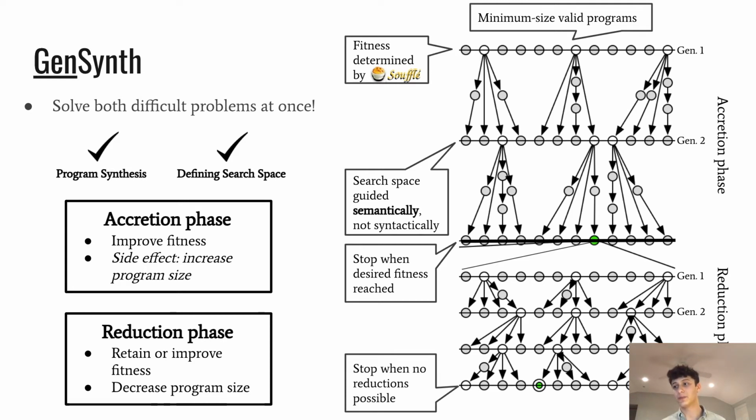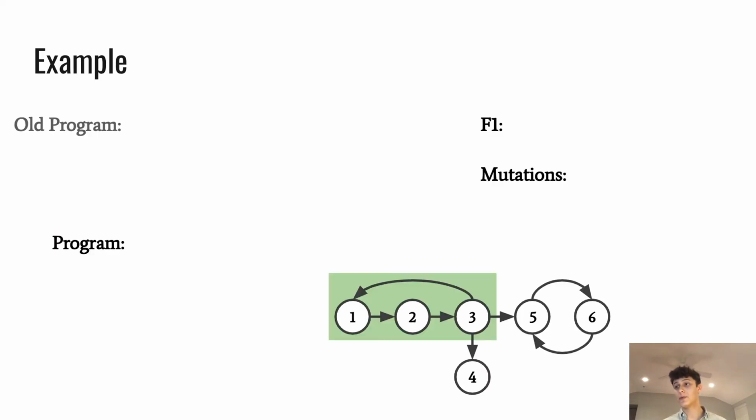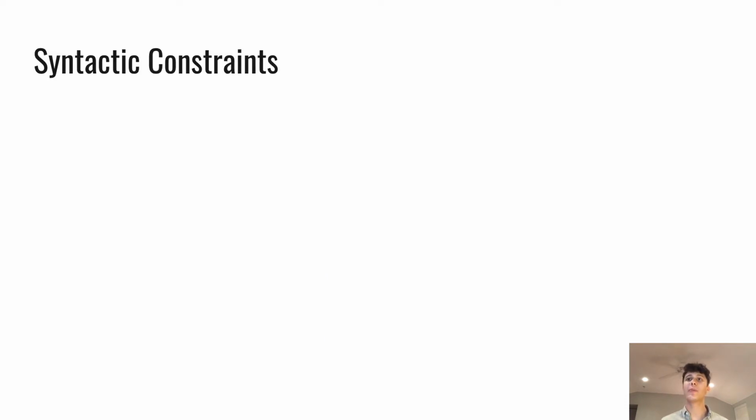So ultimately, we end up with a program that reaches the desired fitness, but also is small and easily readable. So now I'll discuss the synthesis algorithm, and as I introduce concepts from the algorithm, I'll go into an example. We'll use SCC as an example and try to synthesize the program for a strongly connected component. We have a number of syntactic constraints that must hold true throughout the execution of GenSynth.